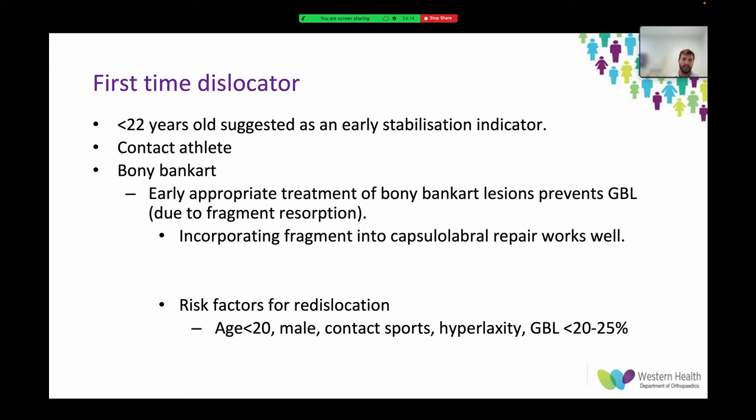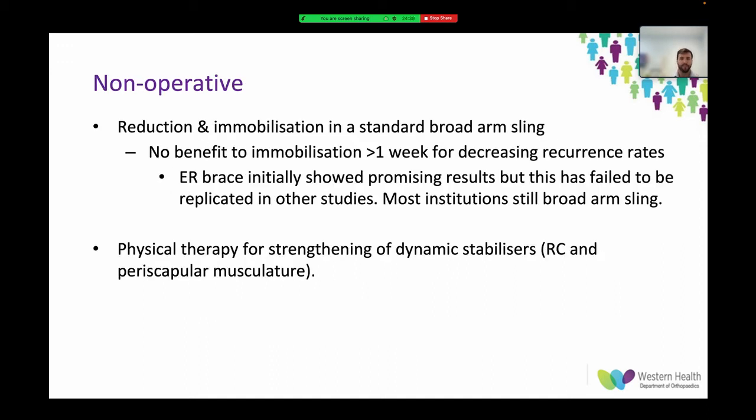Bony Bankarts as well are a relative indication to do something early, even if small, because repeated anterior instability can lead to more glenoid bone loss. And we know that these fragments resorb if they're not addressed. So incorporating them into a capsular-labral repair if they're small does work well. Risk factors for redislocation, so an age less than 20, male, contact sports, hyperlaxity and glenoid bone loss are all things you should consider in the first-time dislocator.